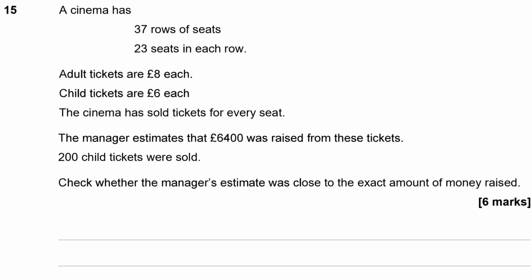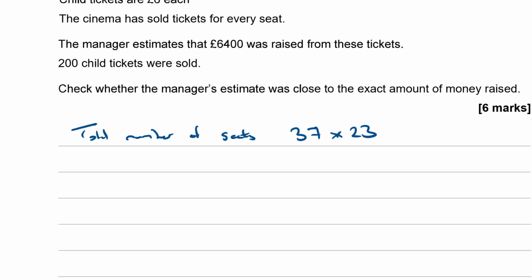Okay, well, we've got quite a lot of work to do here to work this out, haven't we? So where to start? Why don't we start off with working out how many seats there were altogether. So total number of seats. Now that's going to be 37 times 23. Okay, how do you do your multiplication? Maybe do column multiplication. Maybe you use the grid method. I tend to recommend students use Napier's bones. So I'm going to quickly do that.